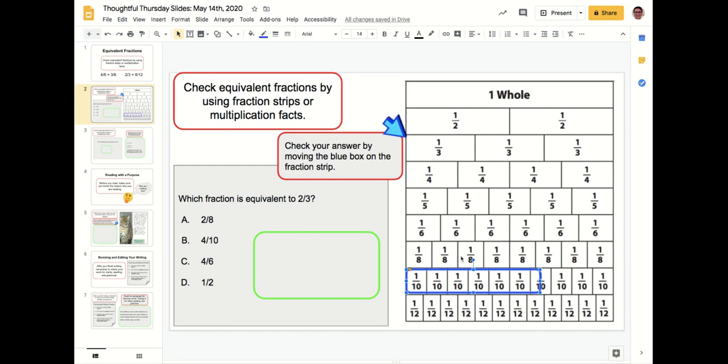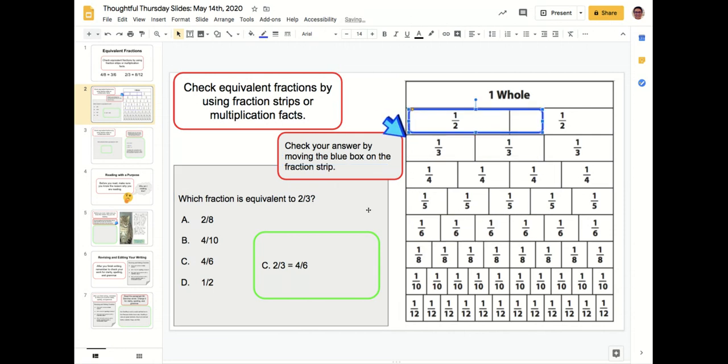Now let's try 4/6. 1, 2, 3, 4. Hey, that works. 4/6 is the same size as 2/3. So I'm going to type that in here. That's letter C. And I can write 2/3 is equal to 4/6. Now, just to make sure, I'm going to check letter D, which is 1/2.